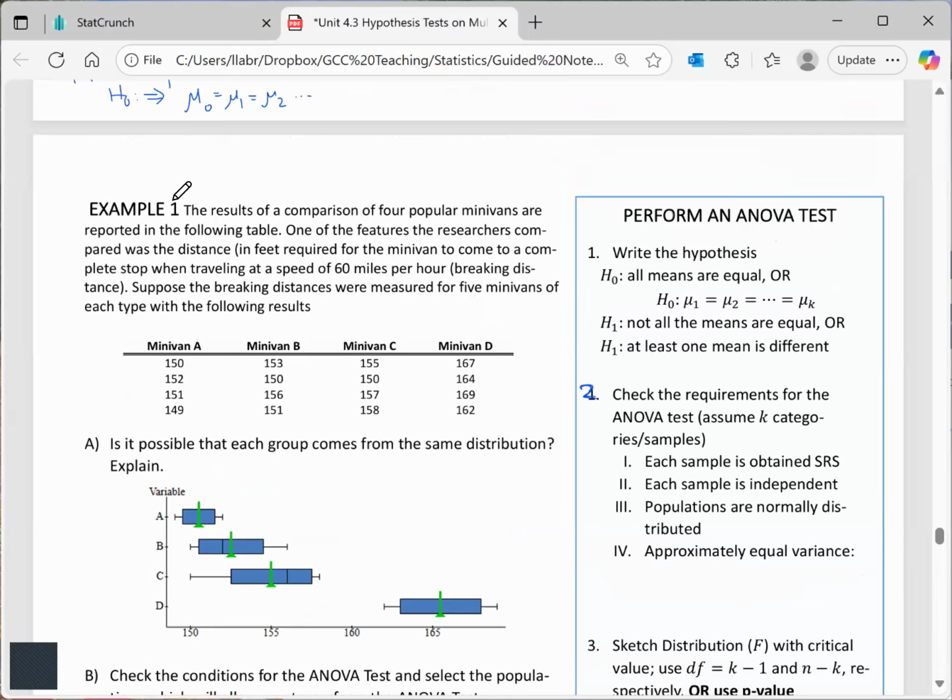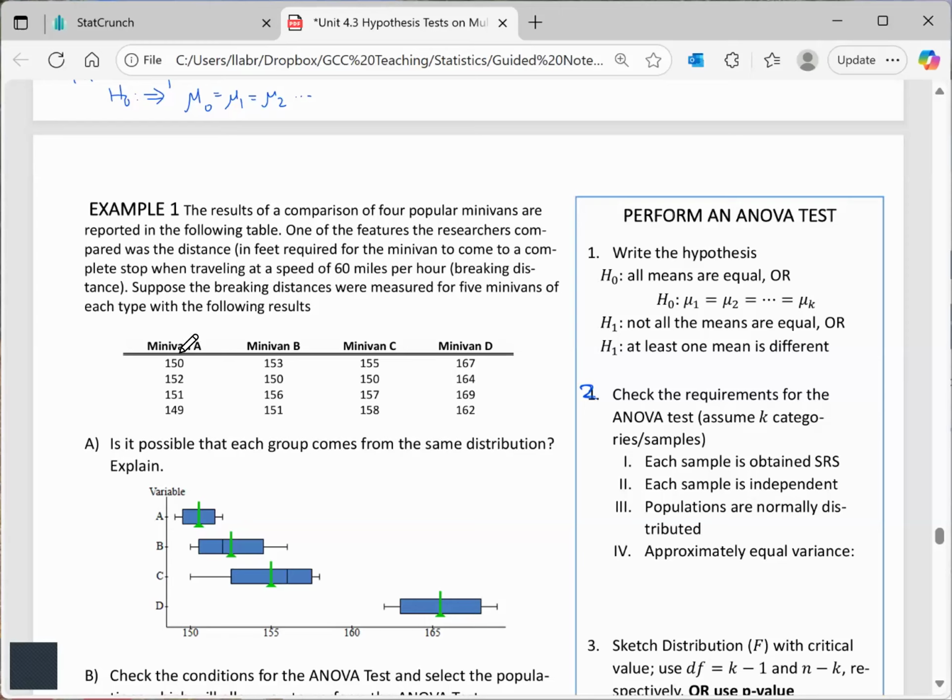All right, so here's our first example. The results of a comparison of 4 popular minivans are reported in the following table. What they were looking at here was the braking distance. So this is the number of feet required for the minivan to come to a complete stop when it went from 60 miles per hour to full-on brakes. And this is fairly important, because if you have a minivan, you potentially drive a lot of individuals. So braking distance would be fairly important.